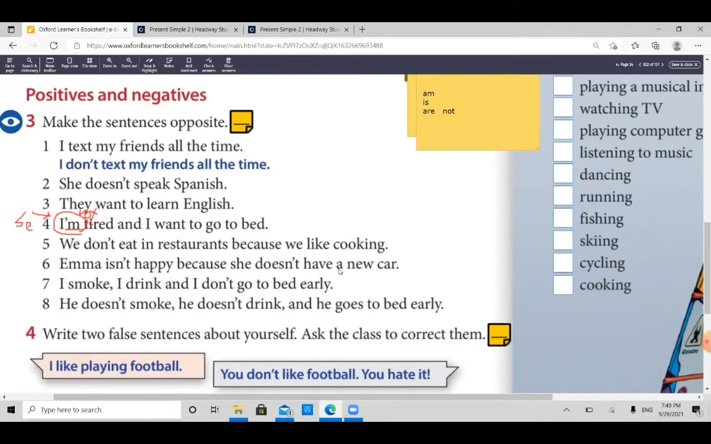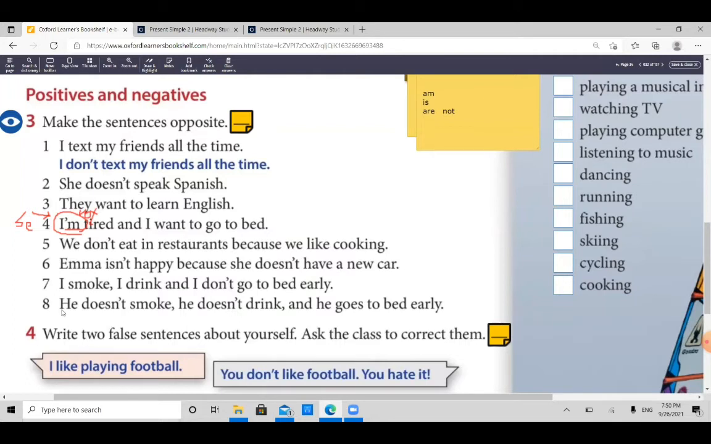Yes. Number 7. I smoke, I drink, and I don't go to bed early. I don't smoke and I don't drink. I go to bed early. Excellent. Okay, the last one. He doesn't smoke, he doesn't drink, and he goes to bed early. He smoke, he drink, and he goes to bed early.